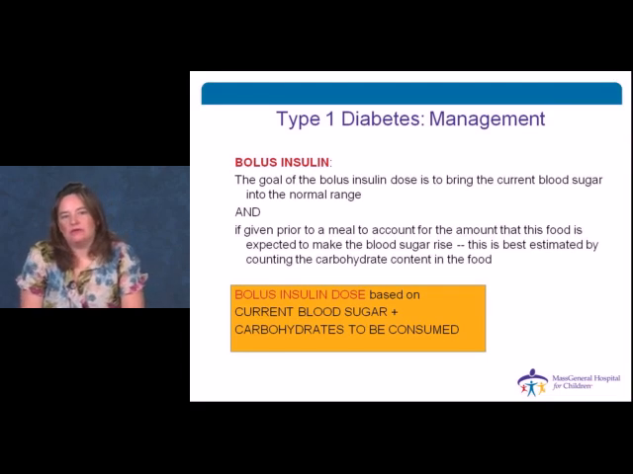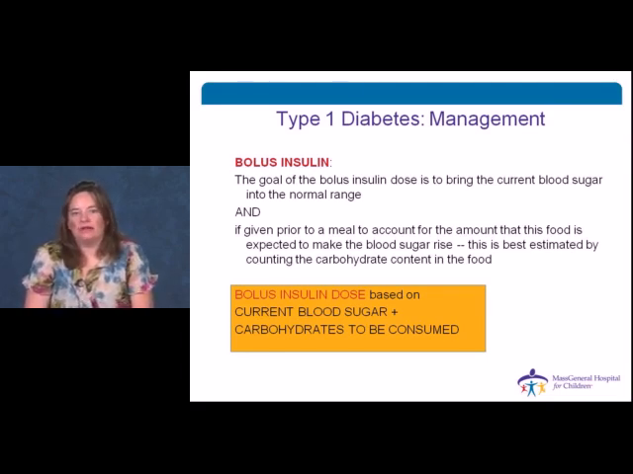So the goal of the bolus insulin is to bring the current sugar into the normal range, as well as account for the absorption of sugar from the food that's about to be eaten. And we put this into a formula with two pieces: a correction ratio for the current blood sugar, the amount of insulin that we think we need to bring the blood sugar down, and a carbohydrate ratio for the amount of carbohydrates to be eaten, the amount of insulin we think we need to cover those carbohydrates, so that if those carbohydrates are eaten, the blood sugar will remain normal.